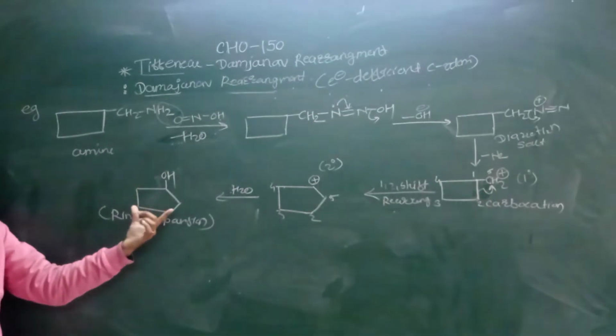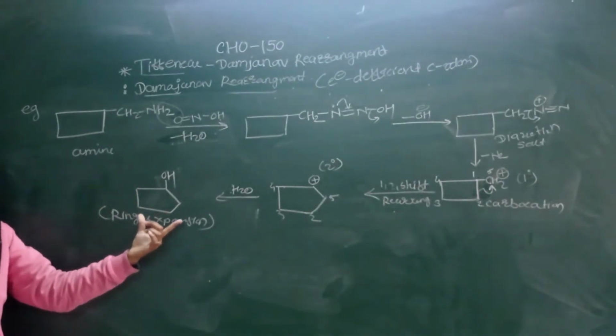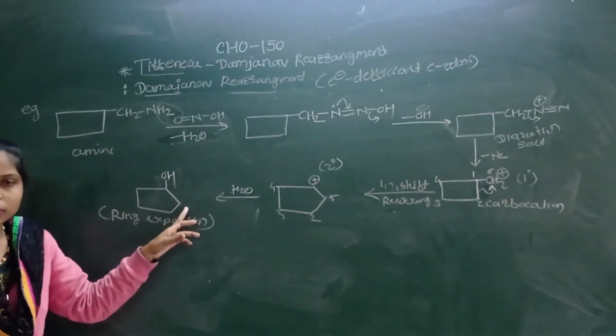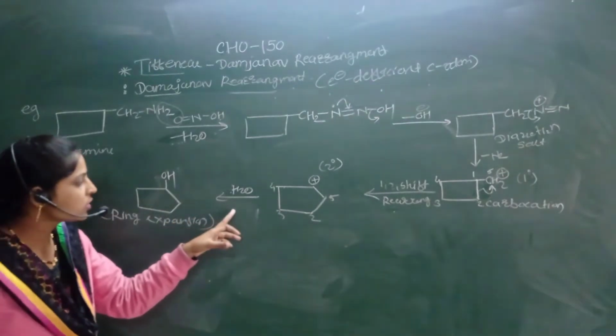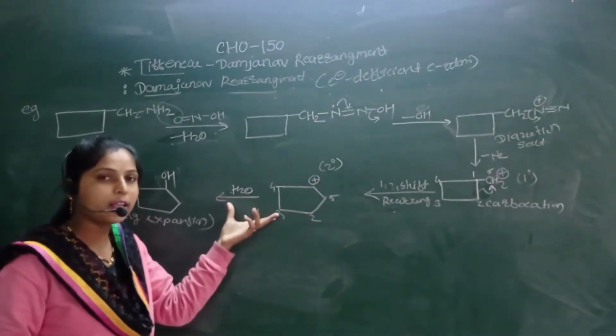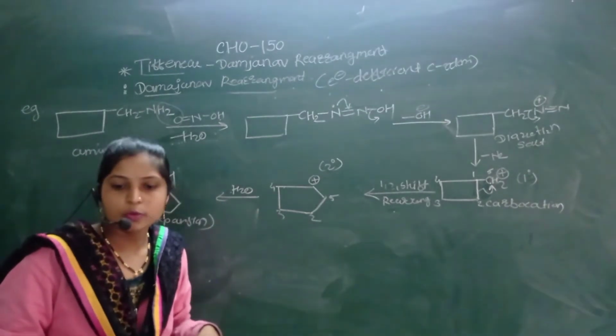Because a four-membered ring converts into a six-membered ring. Sorry, a four-membered ring converts into a five-membered ring. That is a ring expansion reaction. So this example is ring expansion.